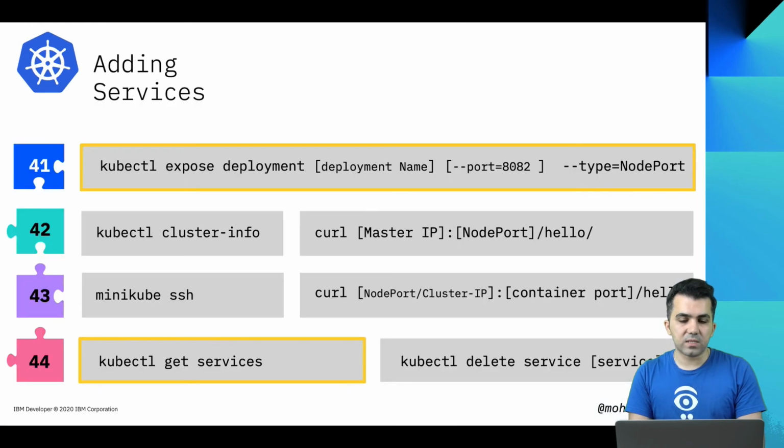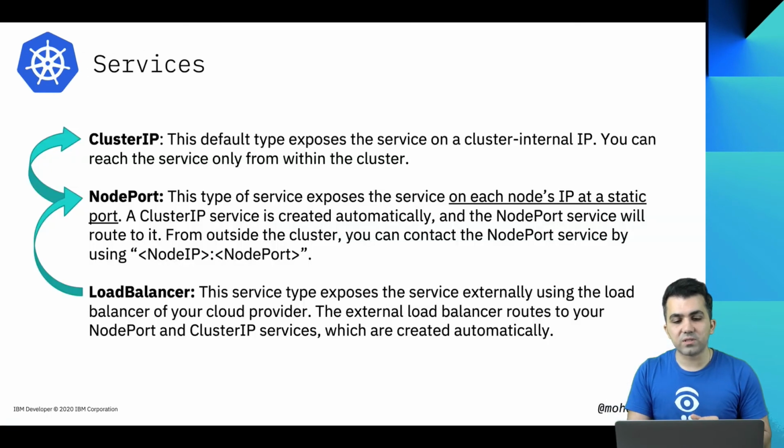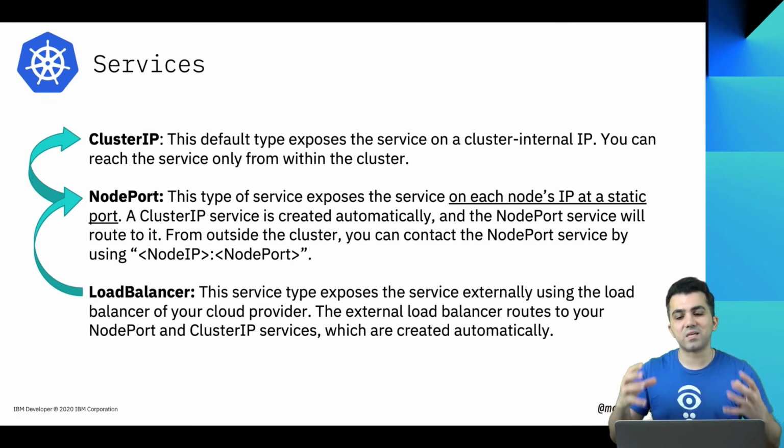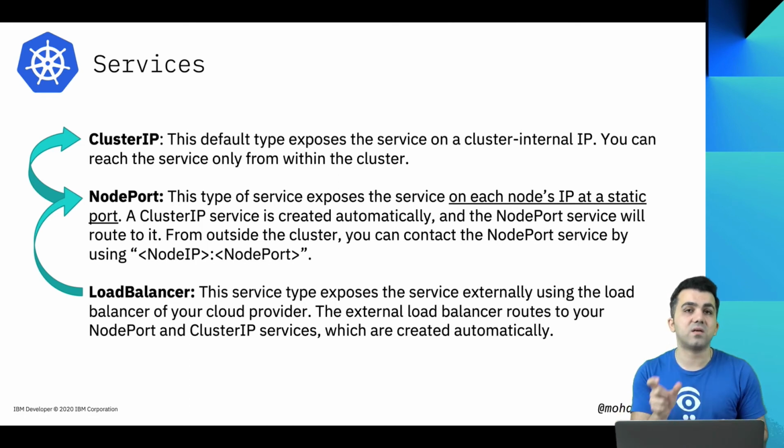Again, going back to our COVID-19 application. So let's go back here. What we've done here, we created a service to expose our application, and that created a node port. So now let's go to the definition of a service. The type of service we've got here is a cluster IP. This is a default type that exposes the service on a cluster internal IP, and you can reach the service only within the cluster. When you create a node port, you basically create a cluster IP as well.